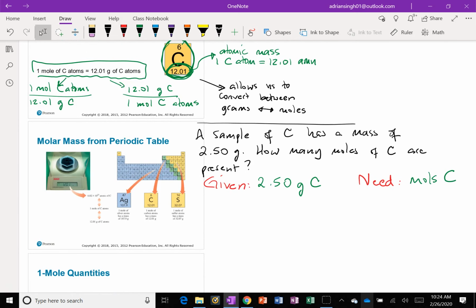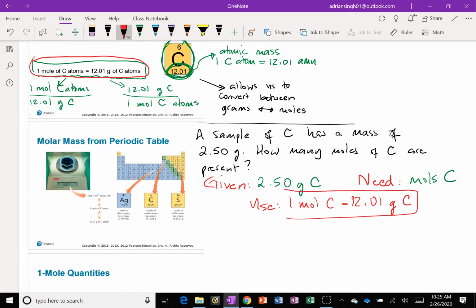So we need a relationship between grams and moles, right? And that relationship is the molar mass, which we just looked at for carbon up here on the left side. Right, so we're going to use 1 mole of C equals 12.01 grams of carbon, right? You get that from the periodic table.